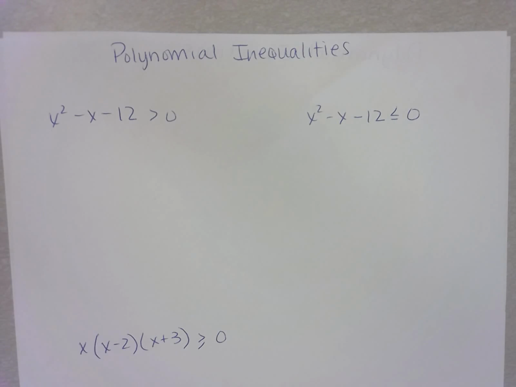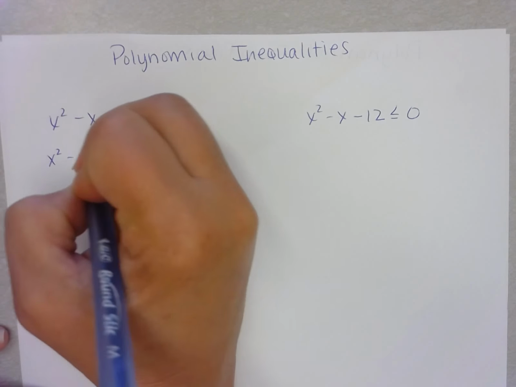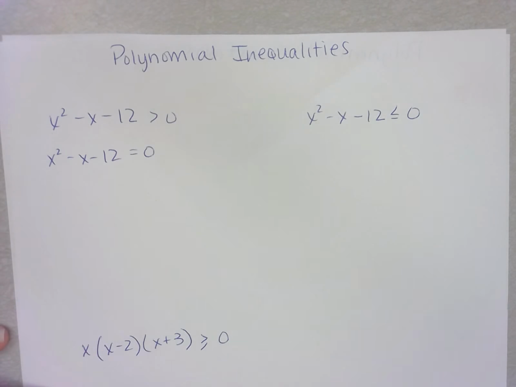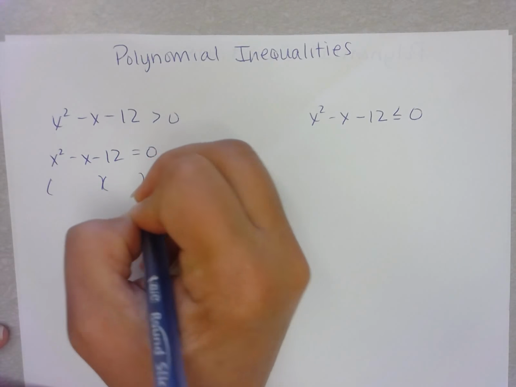And now we're going to get into some polynomial inequalities. Again, we attack this very much like if it were x squared minus x minus 12 equals 0. So that's what we want to think about first. The way I would normally solve this, I have my choice of four different methods. I'm thinking factoring will work very nicely for me here.